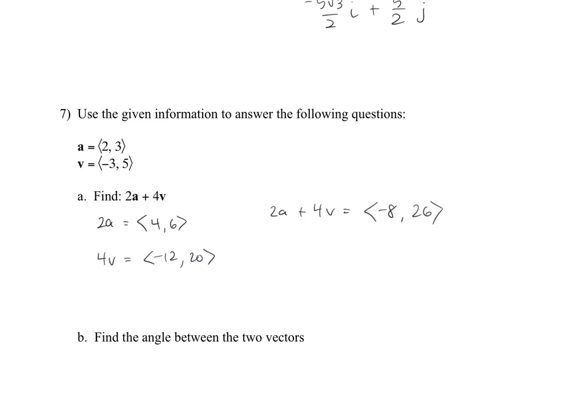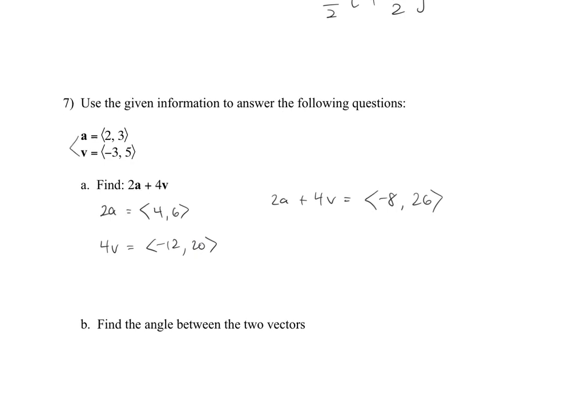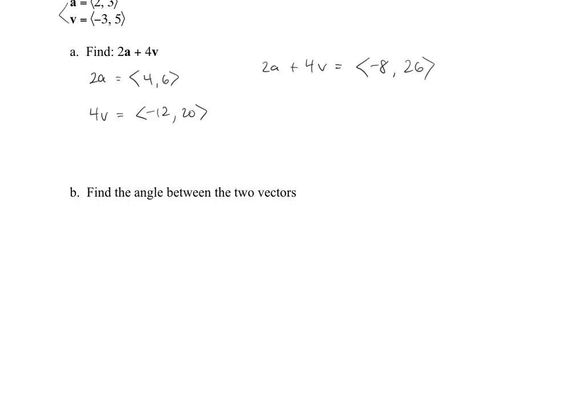So now for part B, find the angle between the two vectors. They're referencing vector A and V right there. So the angle between the two vectors is a function of the dot product. So if you recall from section 7.3, the cosine of the angle between the two vectors is the ratio of the dot product of the two vectors divided by the product of the two magnitudes.